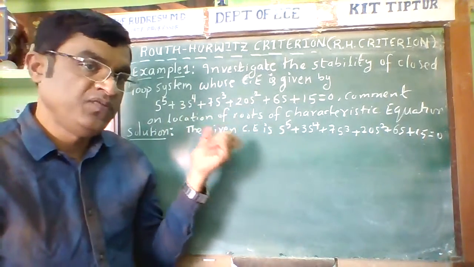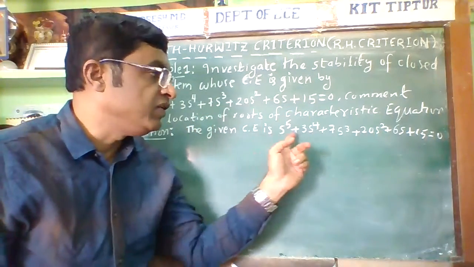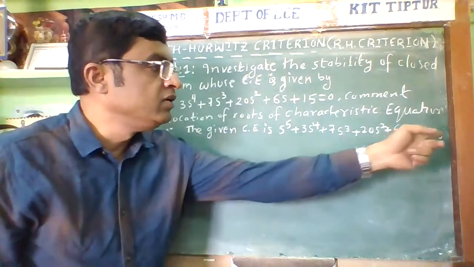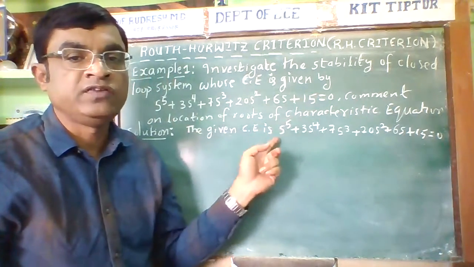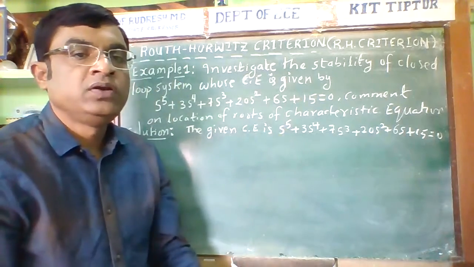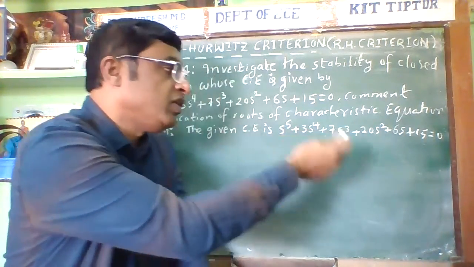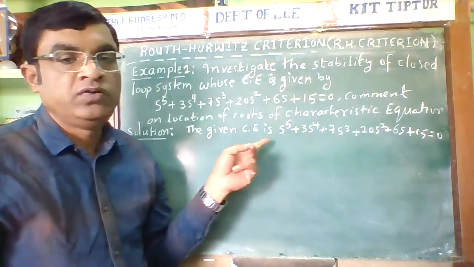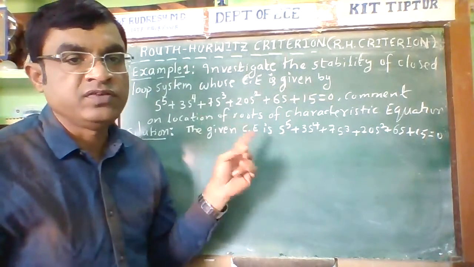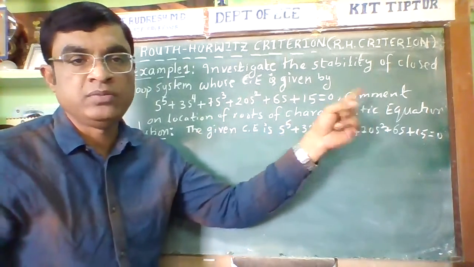The Routh array can be formed by utilizing the coefficients of the characteristic equation. If you look at the characteristic equation, it satisfies the necessary condition of stability, because all the coefficients are positive. The given characteristic equation satisfies the necessary condition of stability.